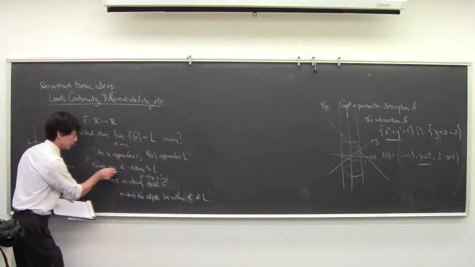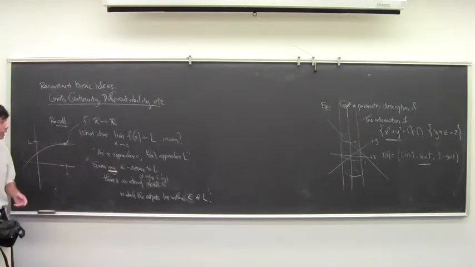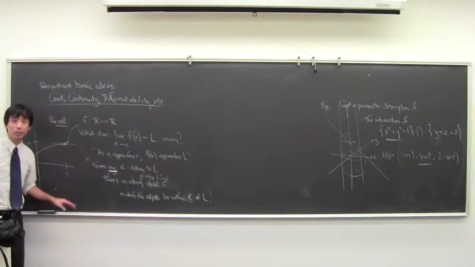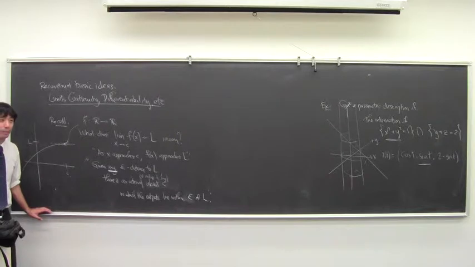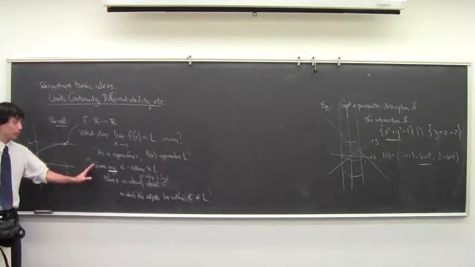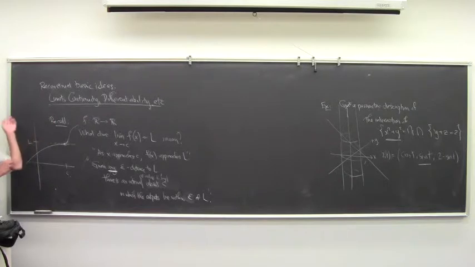Okay, and the key is this word any. Given any epsilon distance to L, there's an interval where the outputs lie within that distance of L. This turns out to be the best way to define the limit. Okay, let me try to explain what this means.